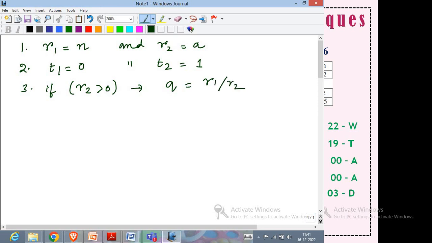Guys, please focus on this. It's very, very important. This will be repeated again in the second module, but if you are aware of it by then, I will skip it during that period. So Q is equal to R1 by R2.